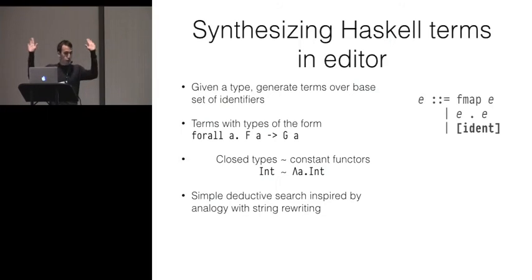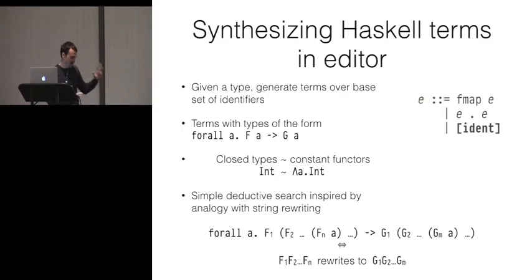And the search strategy itself is not so interesting. It's basically just forward deductive search inspired by an analogy between terms of this type and string rewriting. In particular, I'll just mention briefly, if you've got a term of type for all A, a bunch of Fs composed applied to A, to a bunch of Gs composed applied to A, the terms of that type are basically sequences of rewrites with basic rewrite rules.